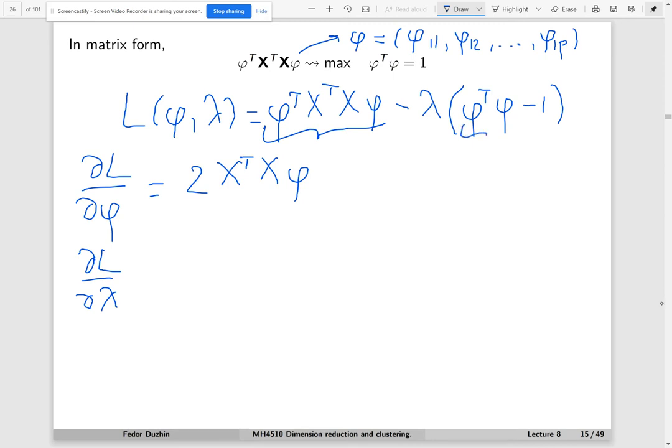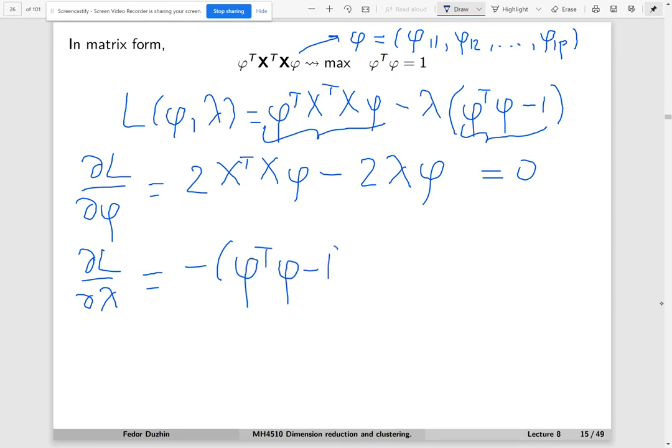And this is again a quadratic function. So differentiating it with respect to phi, I'm going to get 2 lambda phi, and this is supposed to be equal to 0. And the derivative with respect to lambda is just basically minus phi transpose phi minus 1. This is also supposed to be equal to 0.